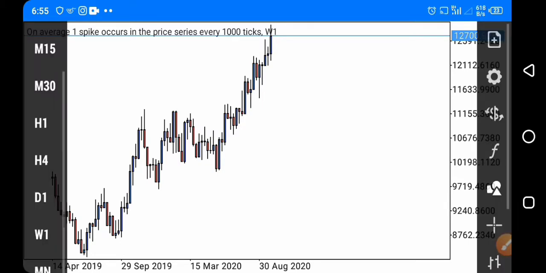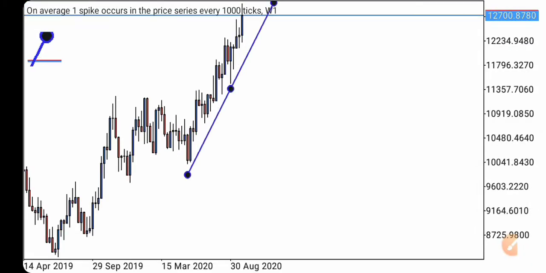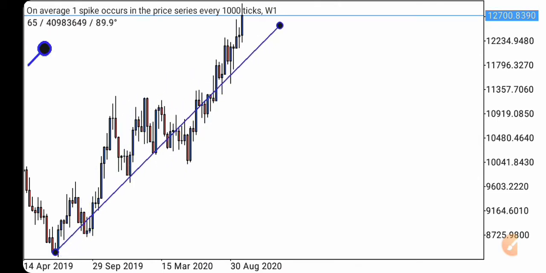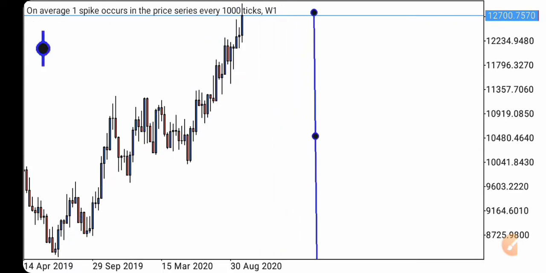How do you do that? The first thing you need to do is to bring your trend line tool. You can see that's an uptrend. If you place it from here, you can see the market is going up, up, right? The market is going up.